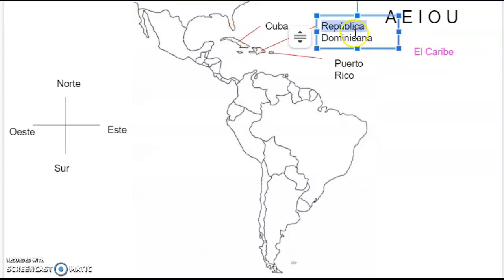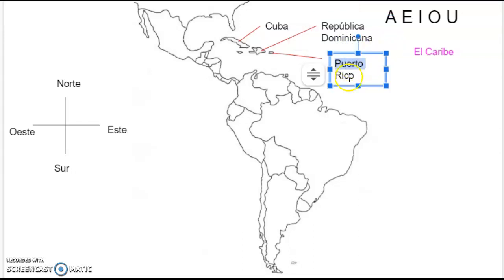Then we have, this one's a little longer, República Dominicana. Okay, so we're going to do that one at a time. So we have República. Repitan, República. And then this gets a little more complicated. We have Dominicana. Dominicana. Repitan, Dominicana. Okay.